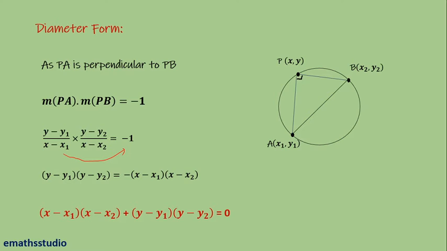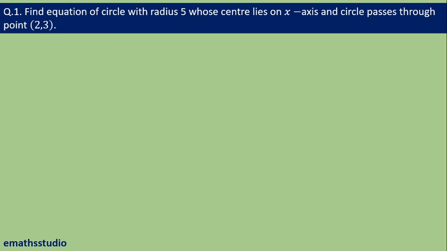Now we are going to discuss a few questions based on this part. So here is the first question. Find the equation of a circle with radius 5 whose center lies on the x-axis and the circle passes through the point (2, 3). So look at the solution now.